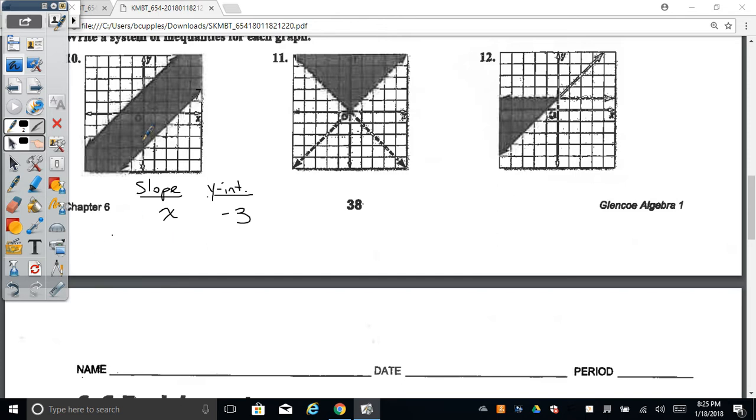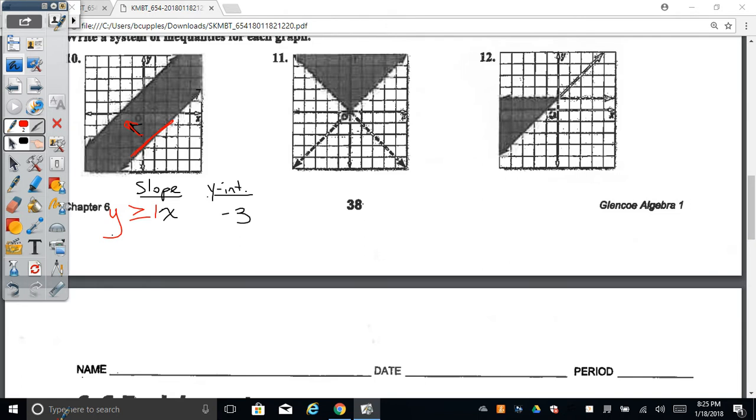Now, it's shaded above. If you notice here, I'm going to change the color here. This is shaded up above when we're talking about this line. And it's also a solid line. So I'm going to do greater than or equal to, and I'm going to do y. Y is greater than or equal to x. The slope is 1, remember, minus 3, the y-intercept. Okay?